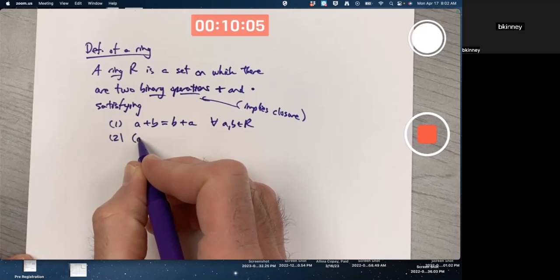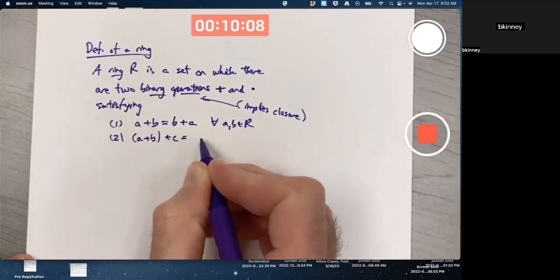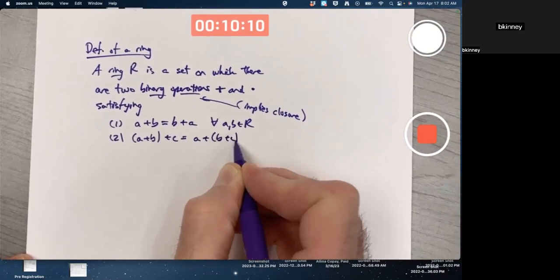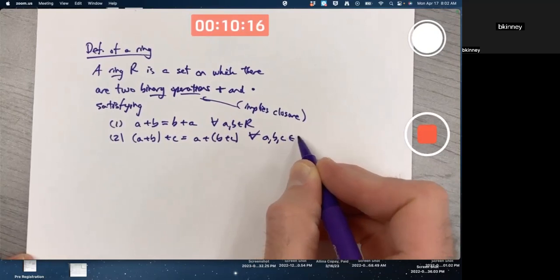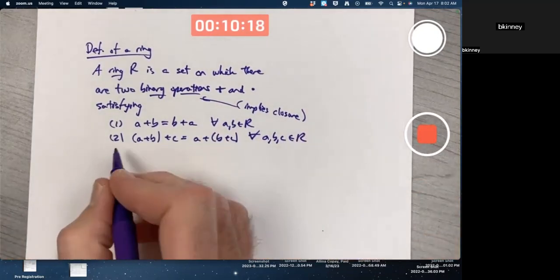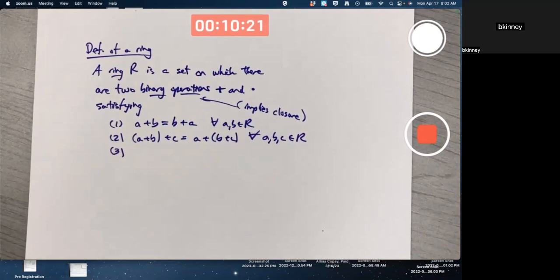It's associative, so this is true for all a, b, and c in the ring. There's an identity. The identity in the abstract is called zero, the additive identity. And in many examples it is the number zero, or maybe the zero matrix, or the zero polynomial. Technically, the zero polynomial is not the number zero, but it acts so much like the number zero that it doesn't really hurt to pretend it's the number zero, most typically.